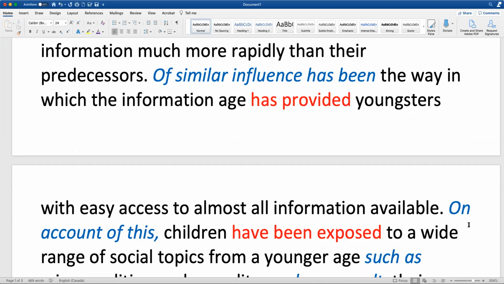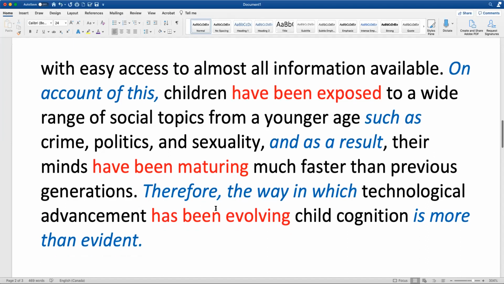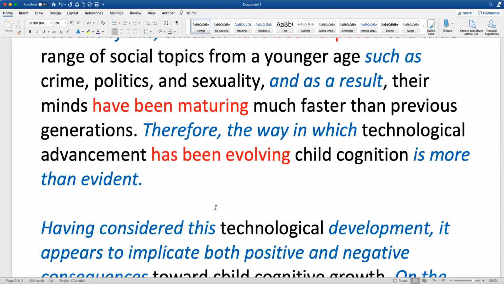So easy access, what does this mean for children's minds, Carolina? On account of this, children have been exposed to a wide range of social topics from a younger age, such as crime, politics, and sexuality. And as a result, their minds have been maturing much faster than previous generations. Maturing. Okay, yes, that's true. And now we close this paragraph, Mabel. Therefore, the way in which technological advancement has been involving child cognition is more than evident.